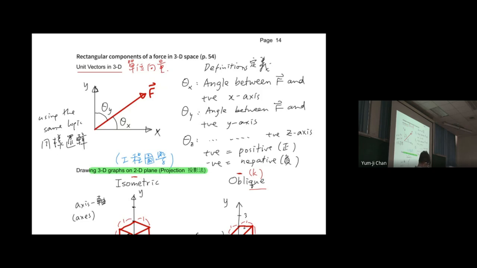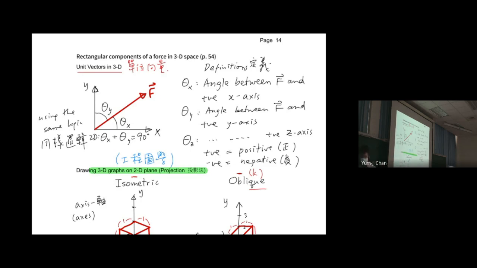let's have a look. In 2D problems, theta x plus theta y equals to how much? You can also say it in Chinese. Theta x plus theta y is always equal to 90 degrees. Very good. In 2D.